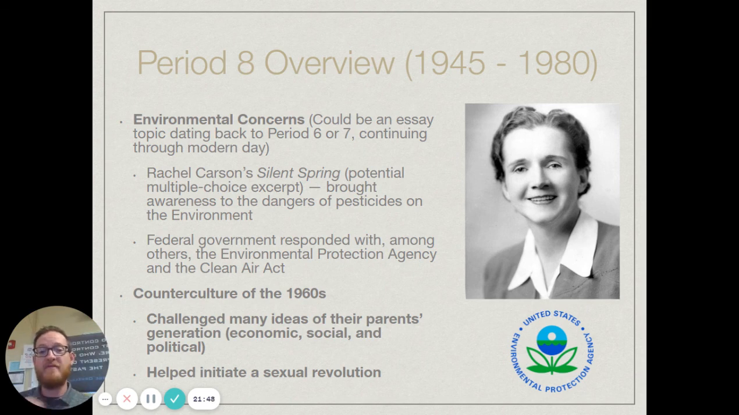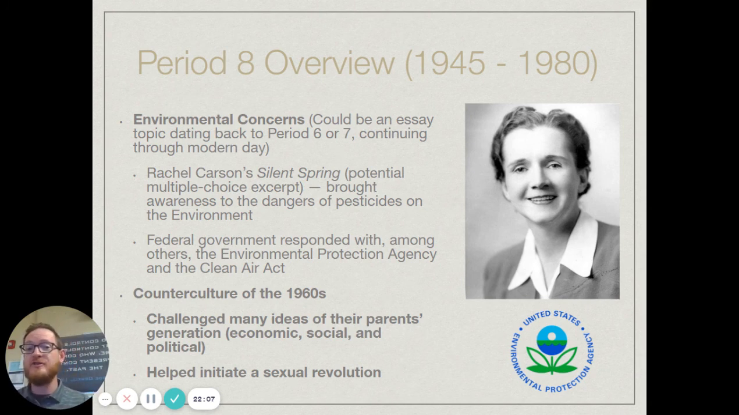And the federal government is going to respond to this. Again, a lot of people read this book and say, hey, we need to do something more to help protect the environment. And you're going to see the creation under Richard Nixon of the Environmental Protection Agency, as well as later you would have the Clean Air Act signed as well. So that's the green movement.